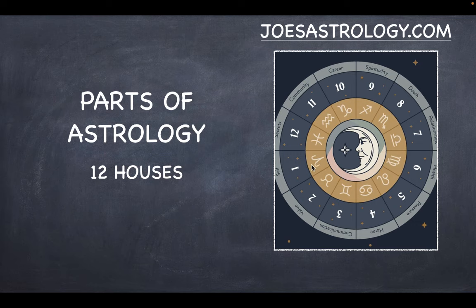So we have the 12 houses, and just go around. You can see the same as the signs. They have the second house of values, the third house communications, the fourth of home, the fifth of pleasure, the sixth of health. The sixth house could also be pets, health, self-improvement. We have the opposition here, Pisces, listed as secrets, hidden things, hidden enemies, jails, hospitals, places where people are confined. We have here the 11th, Aquarius, community. The 10th is the career. 9th, spirituality.